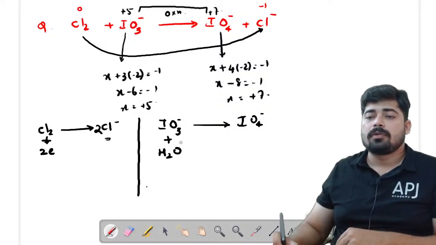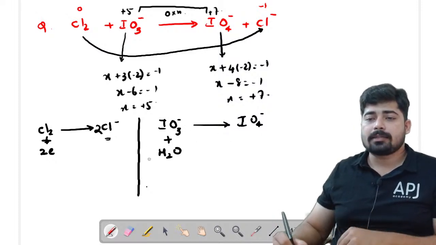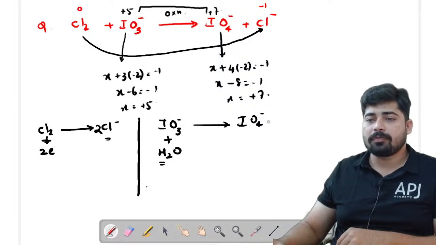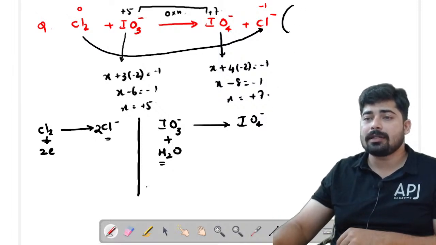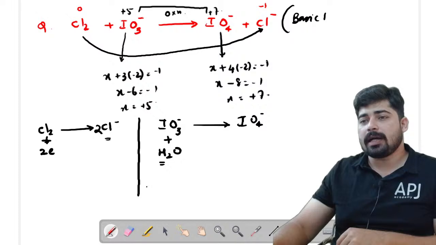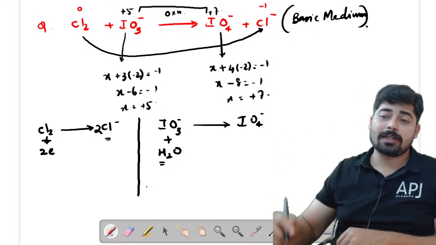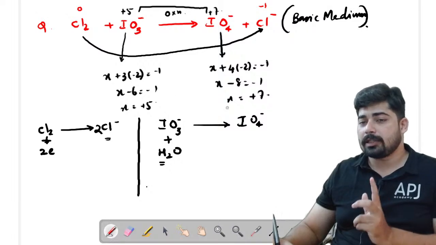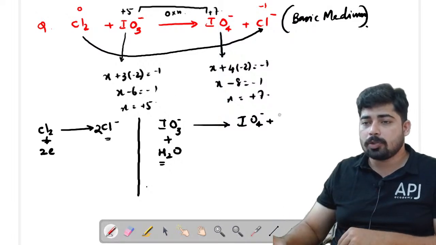Now oxygen atoms are balanced. Now you have to balance hydrogen atoms. We are assuming, actually this reaction is in basic medium, but we are assuming that it is in acidic medium, and we are solving it, and finally we convert into basic medium. That's the trick you have to use here. So I'll add 2H+ over here.